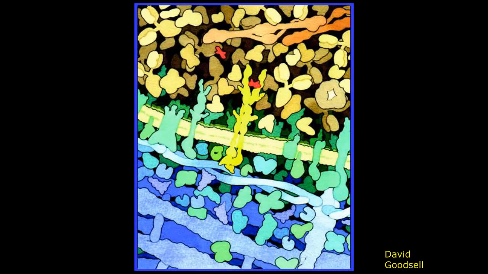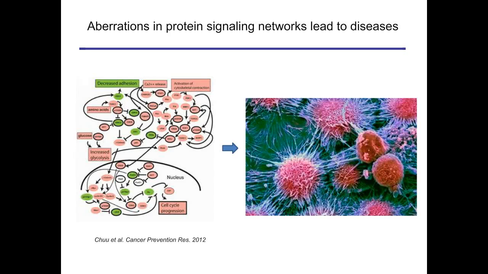So here's an artistic rendition of the platelet-derived growth factor in red binding to the yellow highlighted platelet-derived growth factor receptor on the cell surface, and you can see little antibodies that look like little V-shaped molecules. And this is an artistic rendition of the complexity of types of molecules that we're studying and trying to understand for the development of therapeutics. So as I mentioned, aberrations in protein signaling networks lead to diseases.